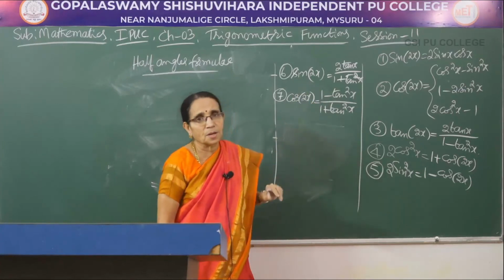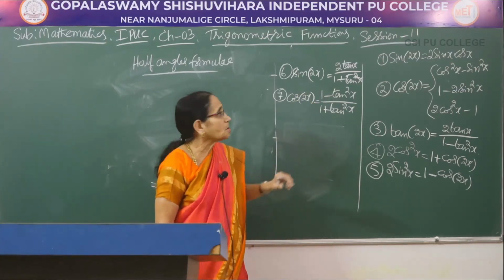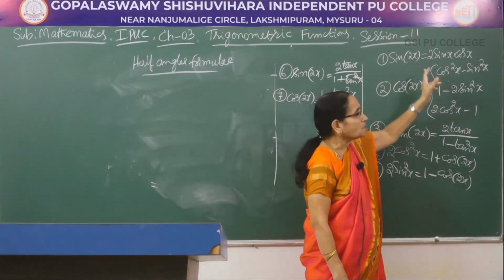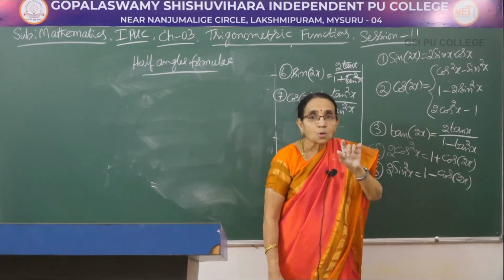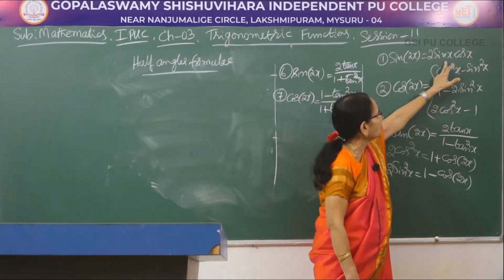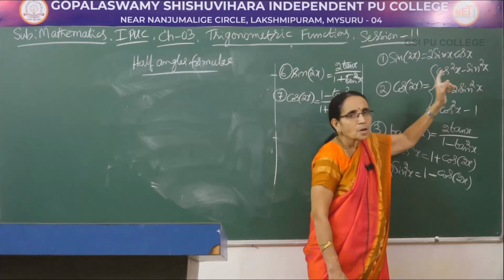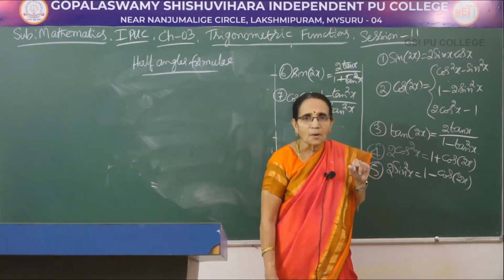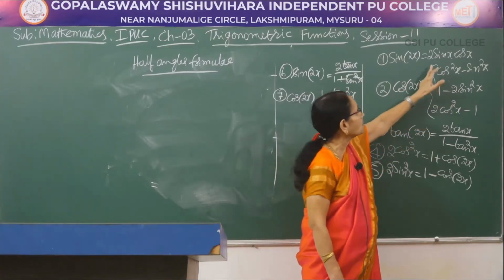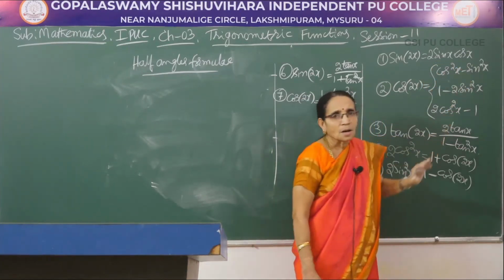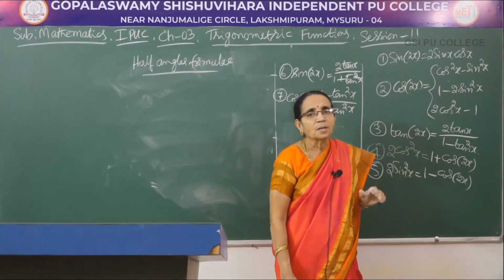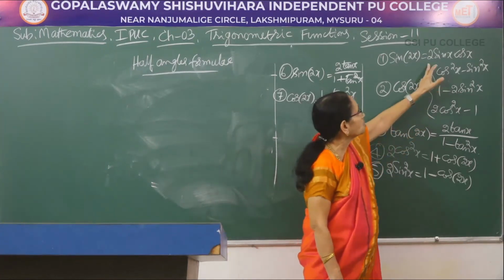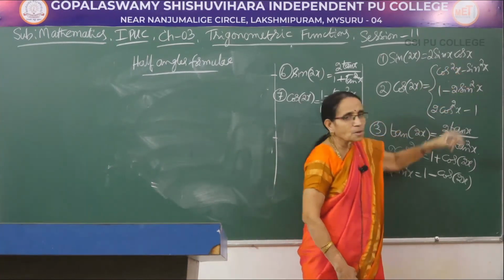Suppose I give you 4x here, sine of 4x. How do you write? 2 times, here you come to this one, sine of 4x. If I write, what is the half of 4x? It is 2x, isn't it? So, it is 2 sine 2x into cos of 2x. Suppose I give you sine of 6x. What is half of that one? 3x. So, I can write 2 sine 3x into cos of 3x. Suppose I give you sine of 100x. What is half of that one? 50. So, you can write 2 sine 50x and cos of 50x.